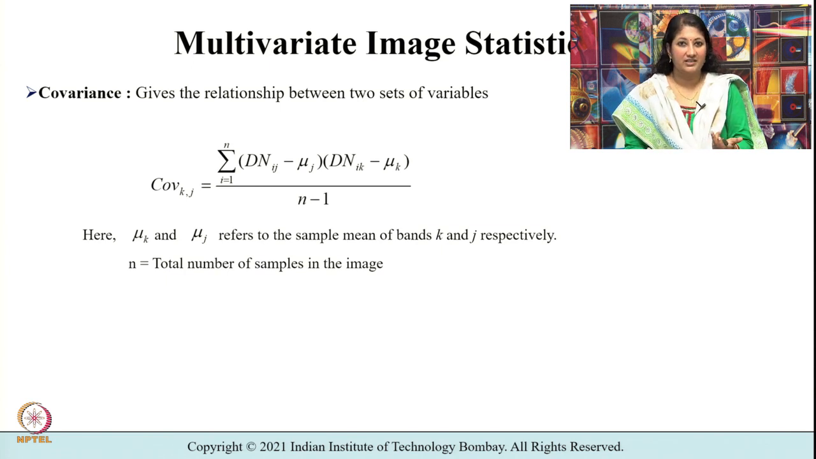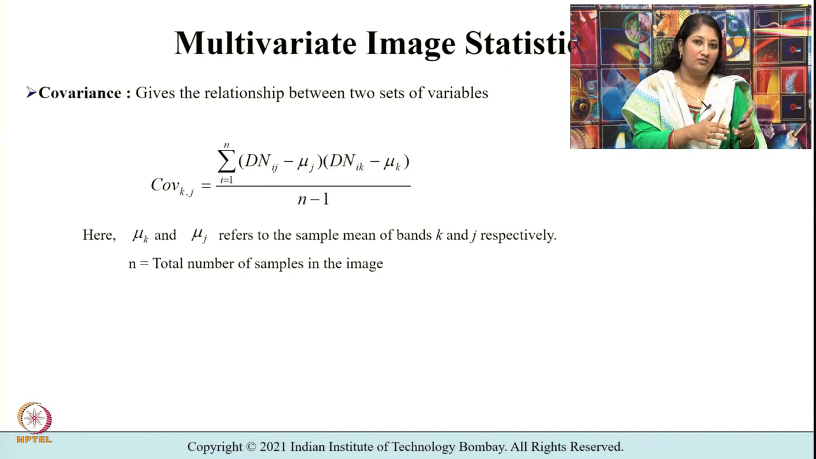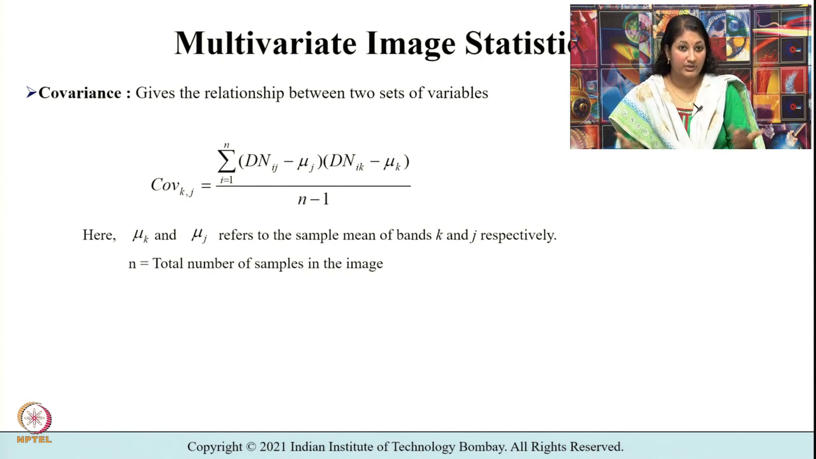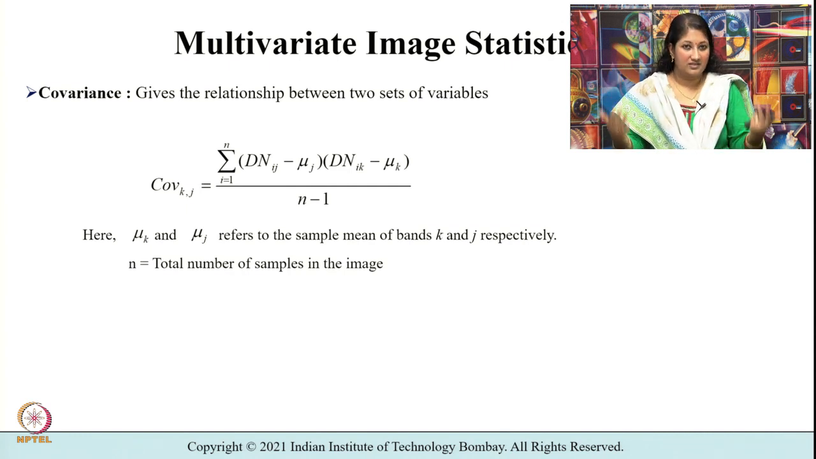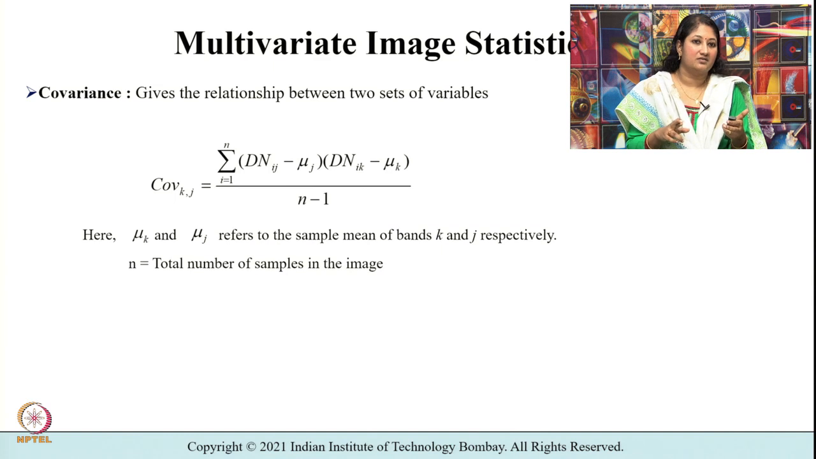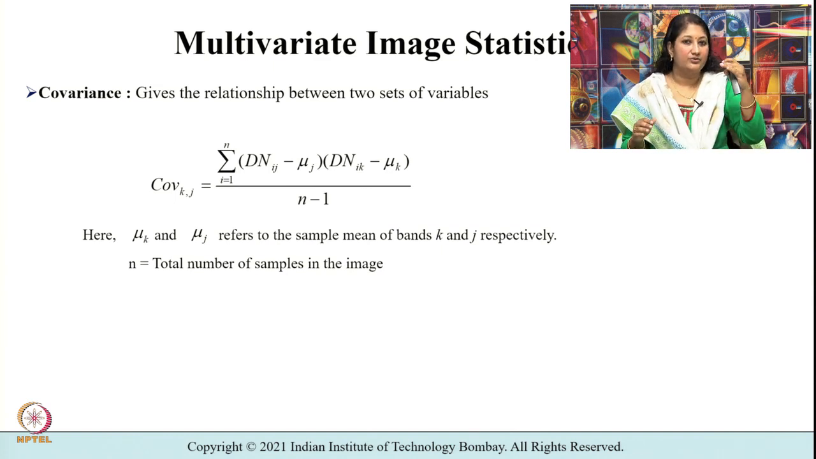Let me reiterate, assume large values of x result in large values of y, and small values of x result in small values of y. In this situation, a positive x minus mu will result in a positive y minus mu, and similarly a negative x minus mu will result in a negative y minus mu. Which means the product x minus mu into y minus mu, that is the numerator of the expression, is going to be positive. Now let us consider the reverse case. Say larger values of x result in smaller values of y, then the product x minus mu into y minus mu, that is the numerator, will tend to be negative.